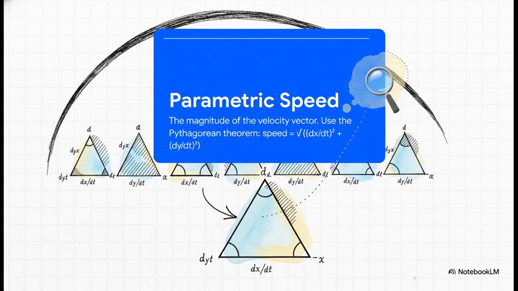Now here's where it gets really cool. How do we find that speed? Well, think about it. You've got your velocity in the x direction, which is just dx over dt, and your velocity in the y direction, dy over dt. You can picture those as the two legs of a right triangle. The actual speed, then, is just the hypotenuse of that triangle. And how do we find the hypotenuse? Good old Pythagorean theorem. It's that simple.